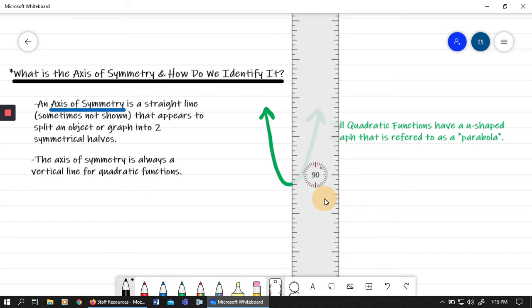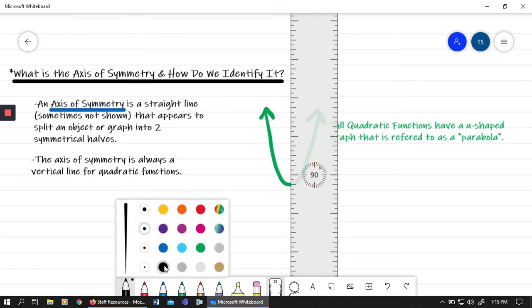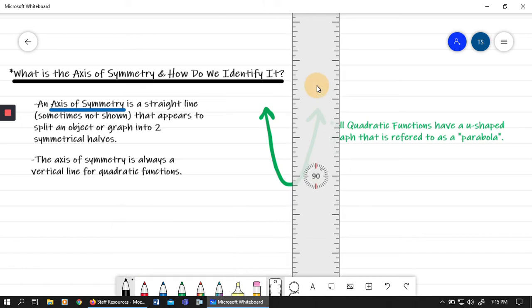And again, usually that vertical line, that axis of symmetry, will not be visible to you. But in this case, we're going to make it visible for you, right down the middle, splitting the graph into two symmetrical halves. What I'm doing here may not be exactly perfect, but it is going to be close enough.